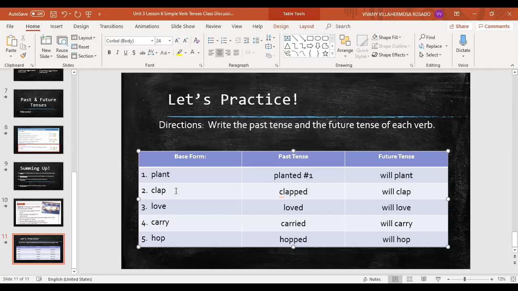How many vowels do you see there? Right here. How many vowels? We're looking at the base form. Clap. Clap only has one vowel. Okay, so another check mark. One-syllable word, check mark. One vowel, check mark.